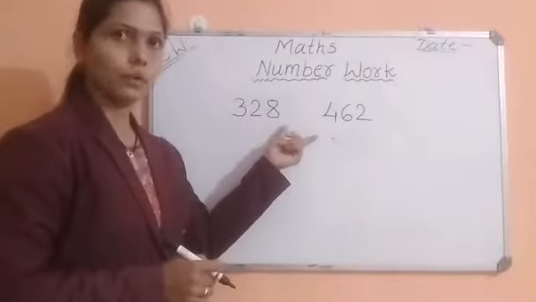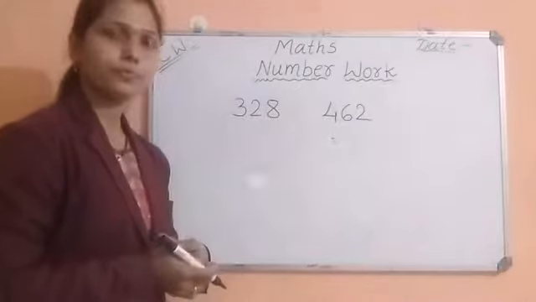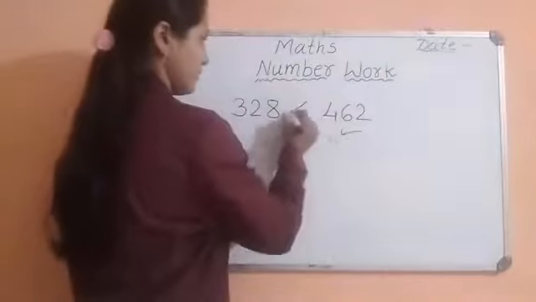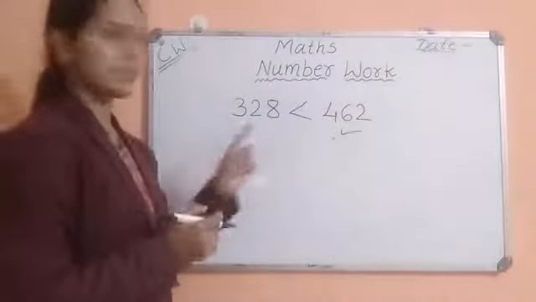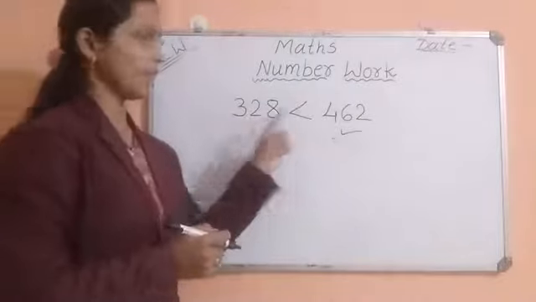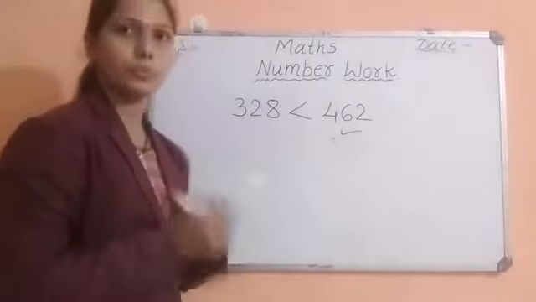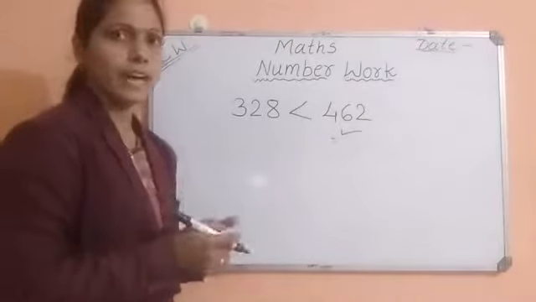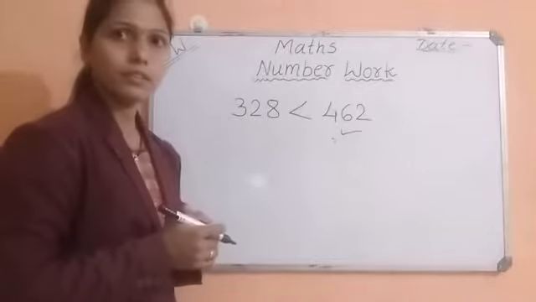328 or 462? Correct. This is the bigger number. Means we can put the symbol like this here. Yes, 328 is smaller than 462. Now, how can we say that this number is bigger and this number is smaller one?